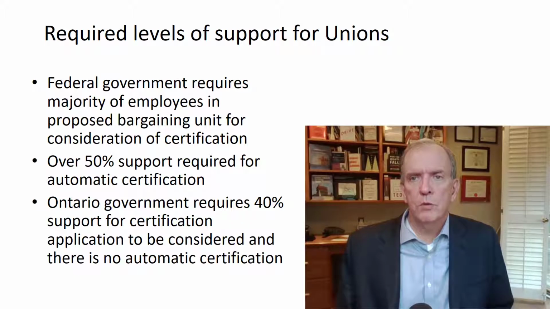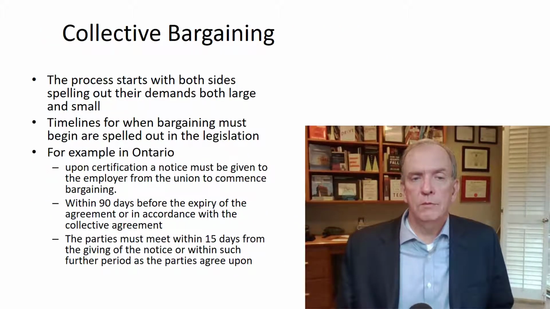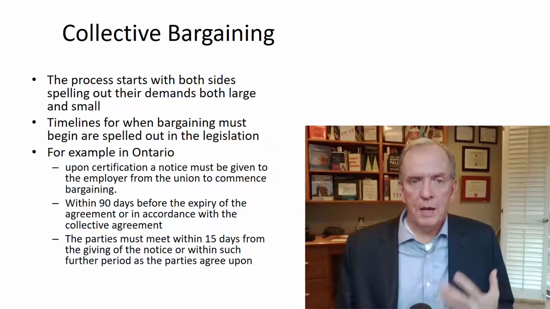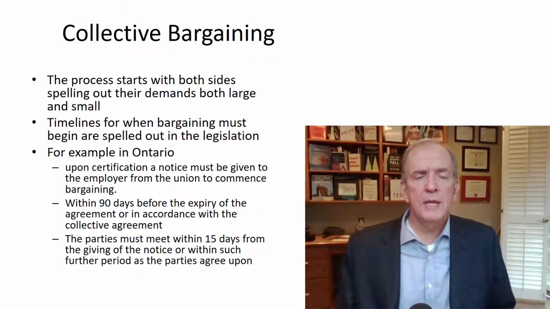So you have to always look if things have changed or if they haven't changed. But the federal government requires, if it's a federal union, the majority of employees in the proposed bargaining unit for consideration of certification. So over 50% support is required for automatic certification. The Ontario government requires 40% support for a certification application to be considered, and then there is no automatic certification. So they look at it on a case-by-case basis. So there's a little bit of difference there, but it is relatively possible to become unionized in both examples.